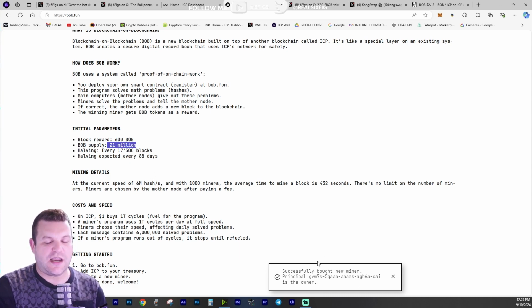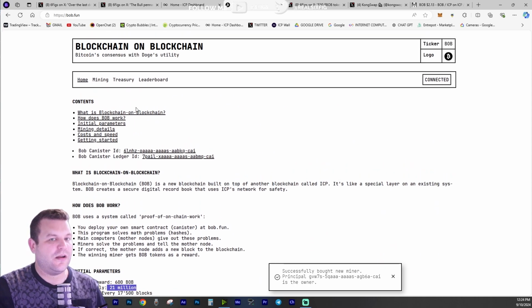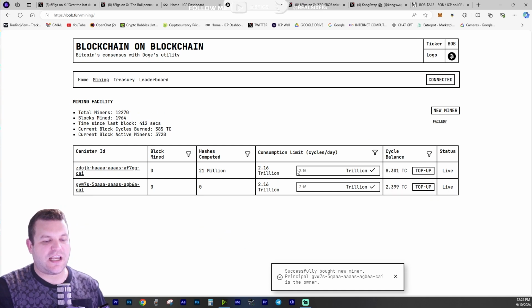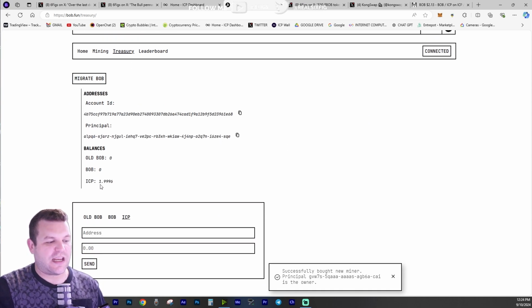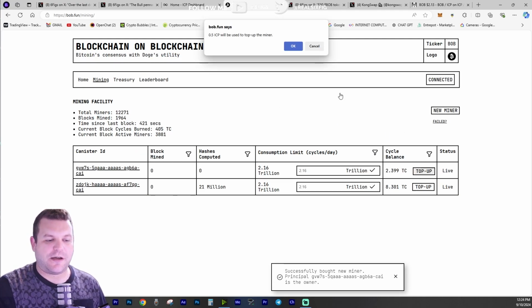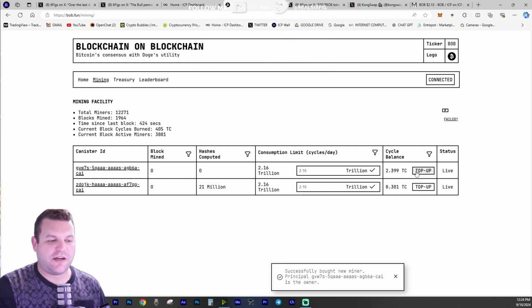You can see that we now have a new miner ready for us. So with that said, we can look at this. We can see that our miner is running. I just want to check my balance. I've got just under 2 ICP here. So you know what I'm going to do? I'm just going to top up this miner here.